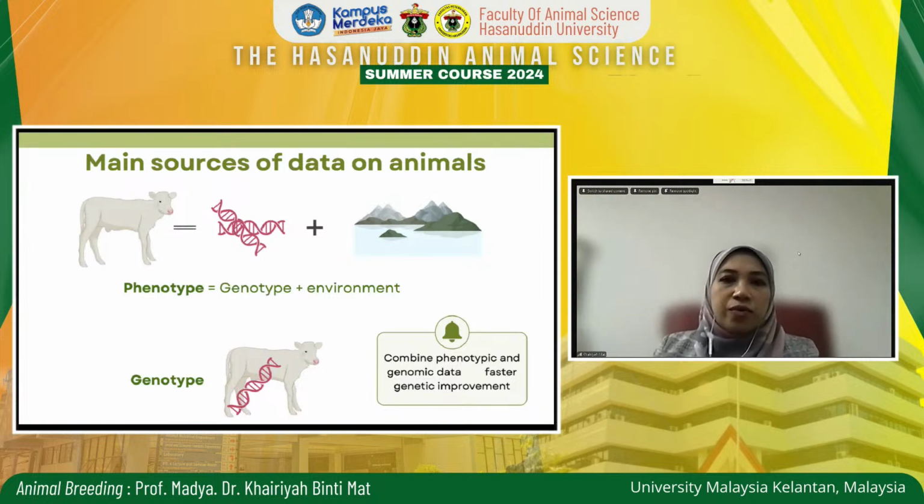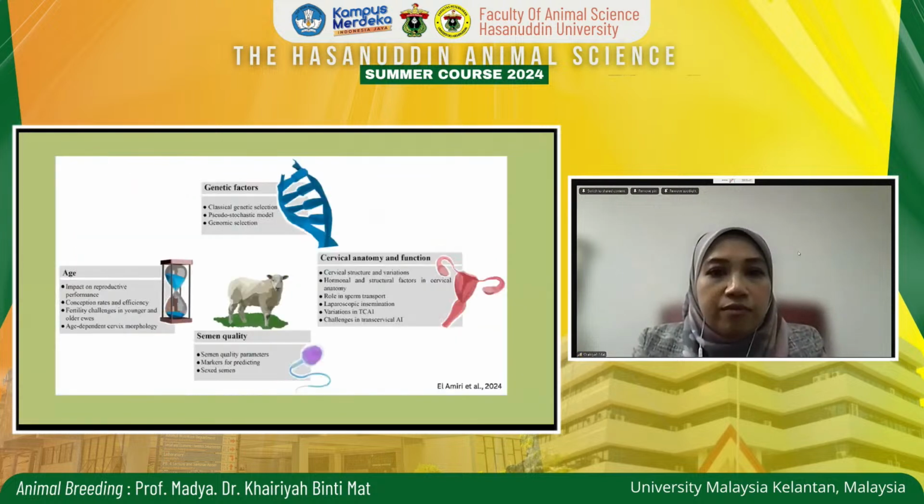So when we talk about breeding, we need to understand genetics. We need to understand the principles of genetic information, including the phenotype. Phenotype is the combination of the genotype of the particular animal and the environment that they are raised in. And genotype is the gene information within the animal. So combining phenotype and genomic data will help achieve faster genetic improvement.